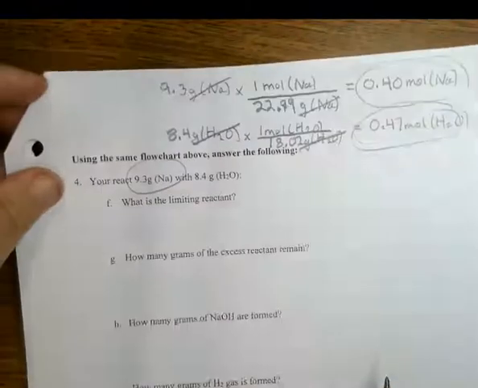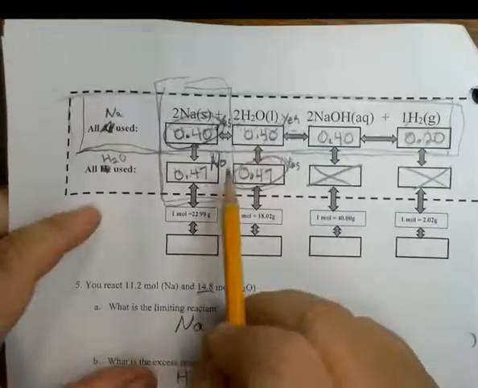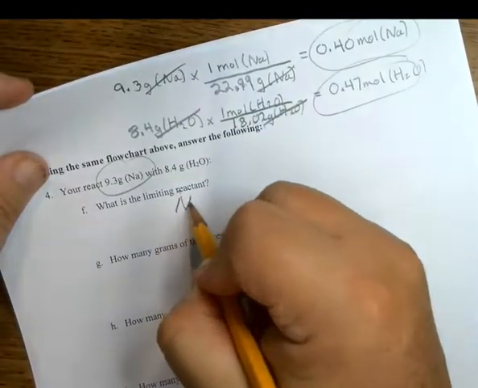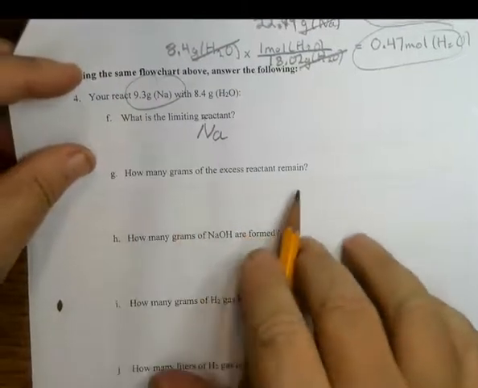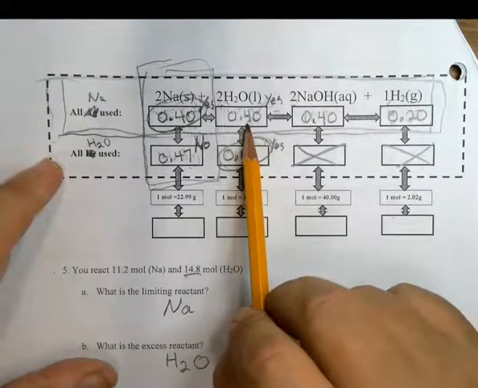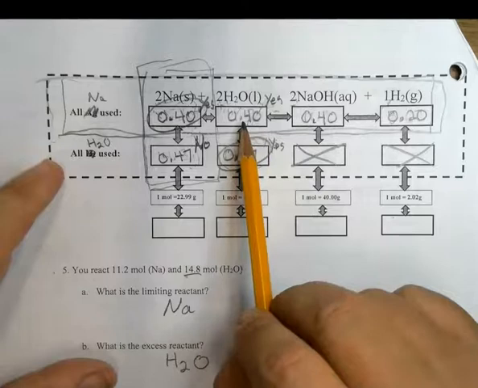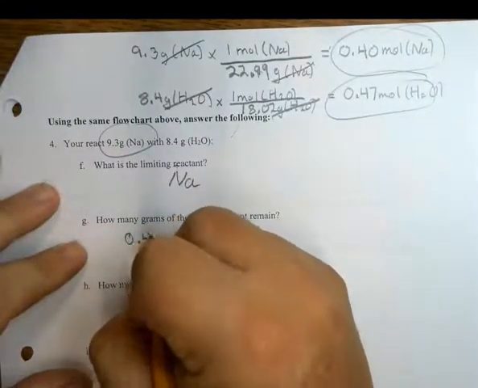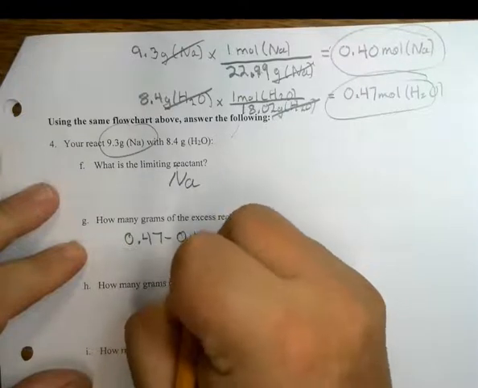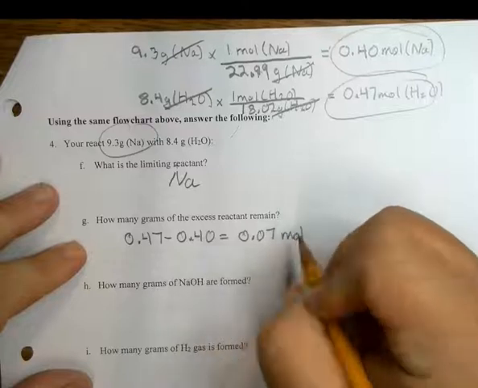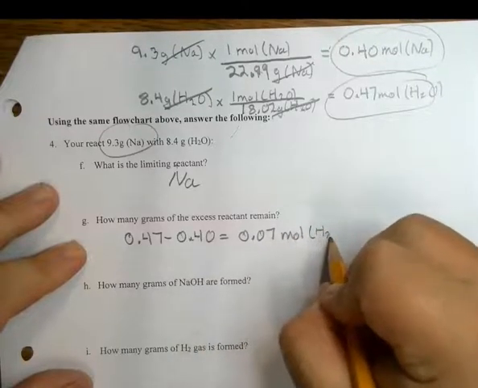So let's go over to this side. What's the limiting reactant? The limiting reactant is the one that has the no in its column. That's sodium. Okay, how many grams of the excess reactant remain? So this one we ran with, this one used up, the excess reactant is water. We needed 0.4 moles of water. We were given 0.47, so you subtract. And you get 0.07 moles of H2O.